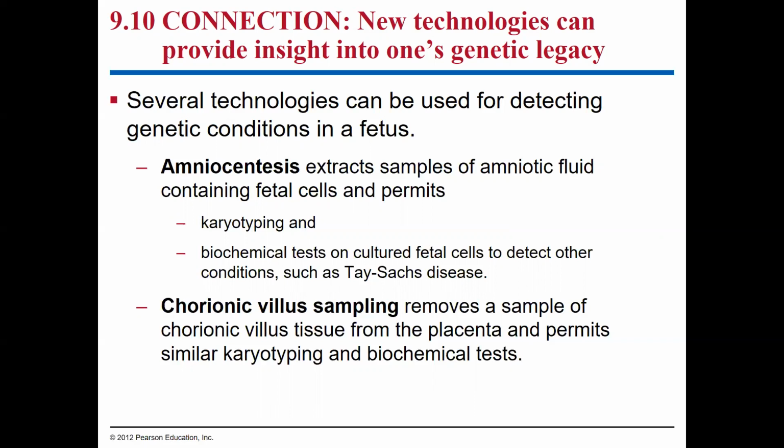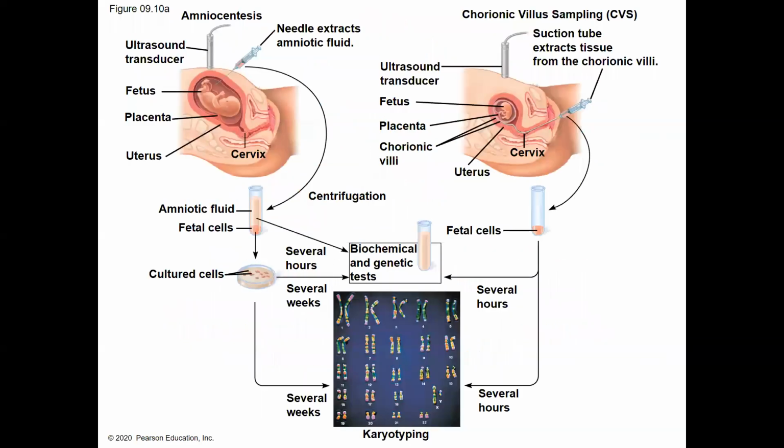There's chorionic villus sampling, or they call it CVS for short. It removes a sample of the chorionic villus tissue from the placenta, so that you can also do the same thing, do a karyotyping and use biochemical tests. And so this is just comparing these two fetal tests, where I guess depending on who you ask, I don't really know for sure. I've heard arguments for both, which one is more invasive.